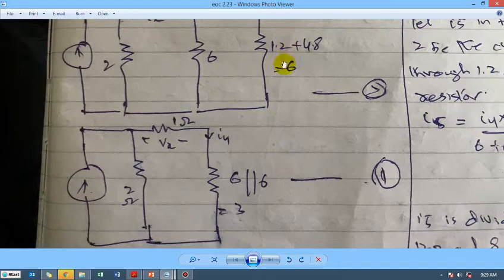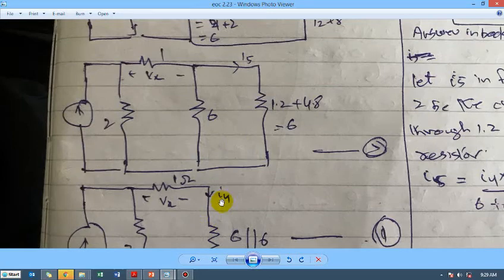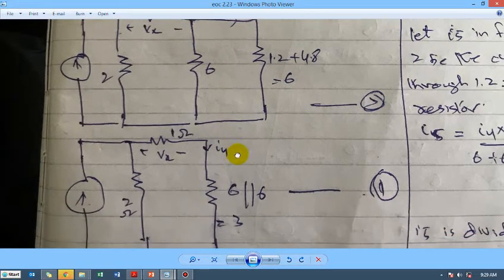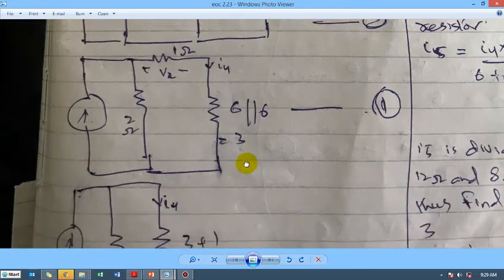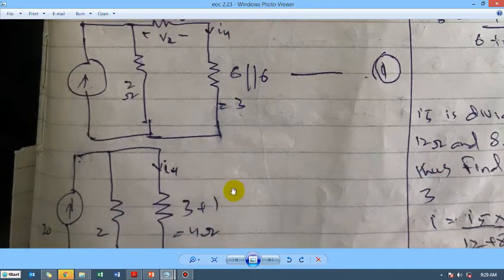Alright, so this resistor comes in parallel with this resistor. So this 6 in parallel with 6 is 3 ohms. And what point is this? This point I4 is the point through which, after 1 ohm resistance, this is the point for I4. This is the point for I5. So you can now find out I4 by applying a CDR. I4 is given by CDR.